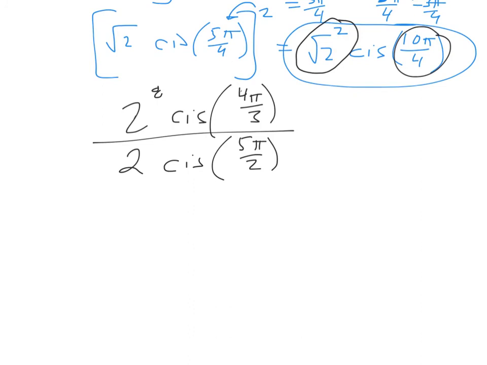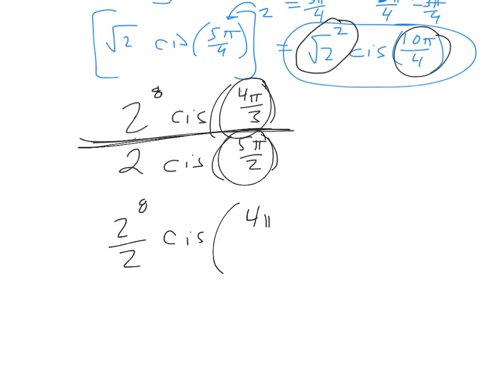At this point, I'm now going to utilize my property of polar form numbers that says that when I divide two complex numbers, I can accomplish this by dividing the moduli, 2 to the 8th over 2, cis, and then subtracting the arguments, 4 pi over 3 minus 5 pi over 2.